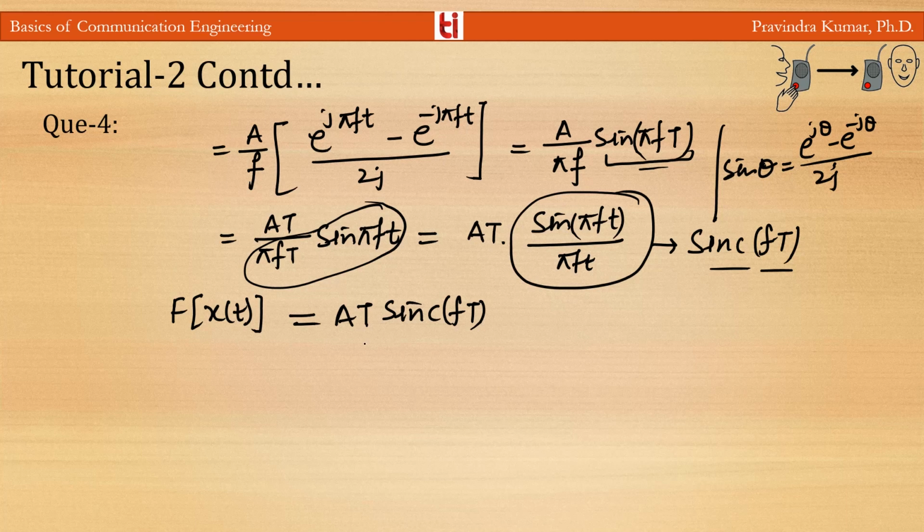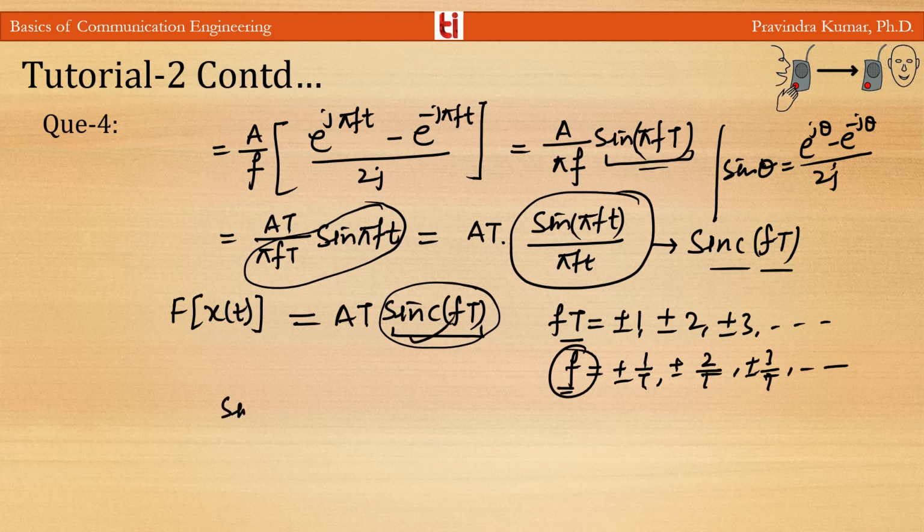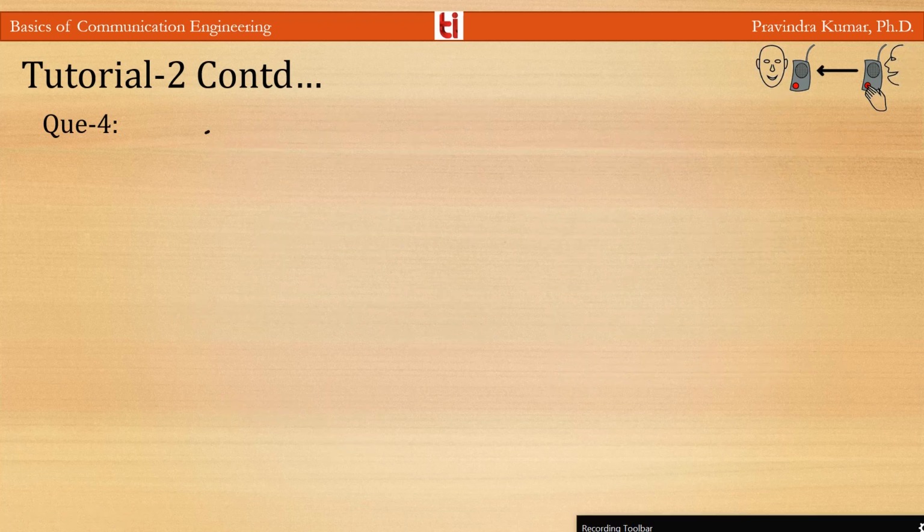So the sinc function is 0 at fT equal to plus minus 1, plus minus 2, plus minus 3, all these integer values; this sinc function will have value 0. So from here I can write f is plus minus 1 by T, plus minus 2 by T, plus minus 3 by T. So at these values of f, the sinc function will be 0, or I can write that the sinc(fT) function will have value 1 if fT is 0.